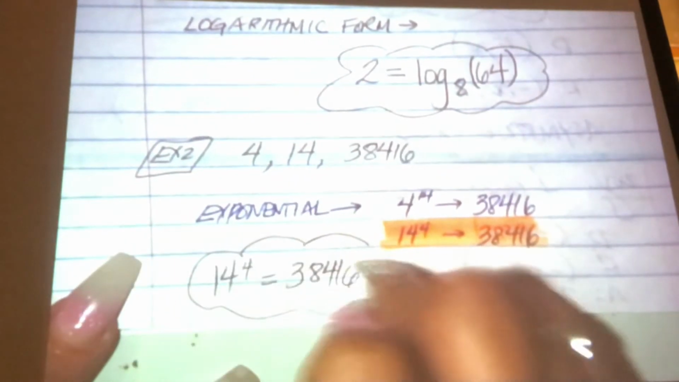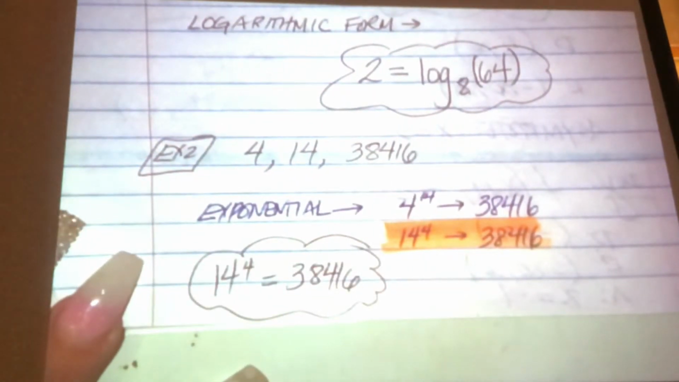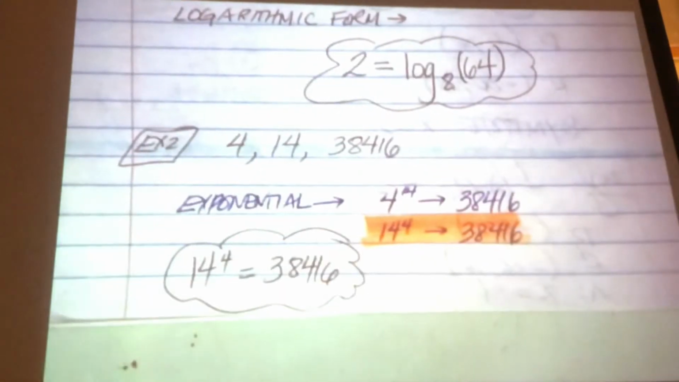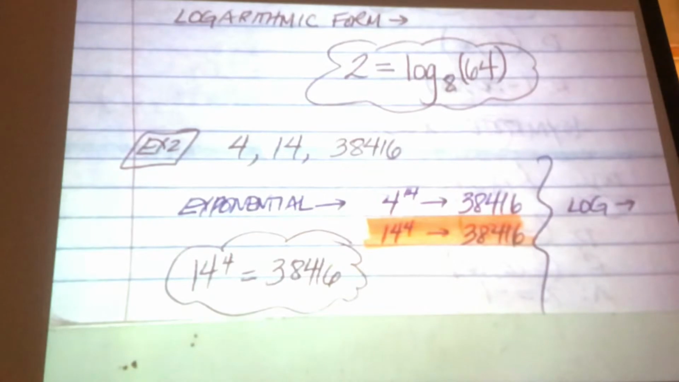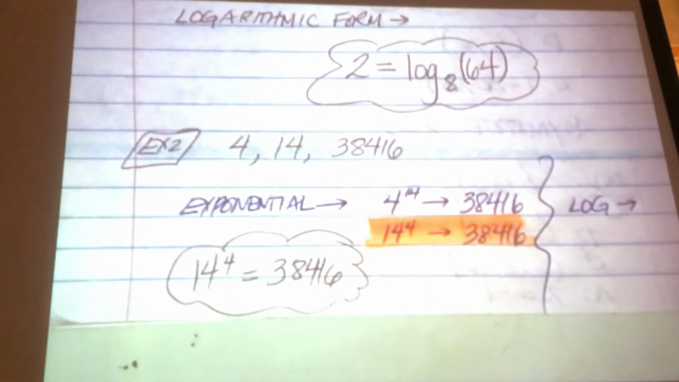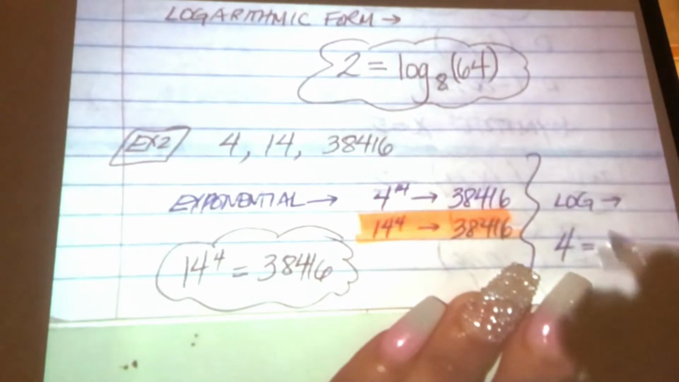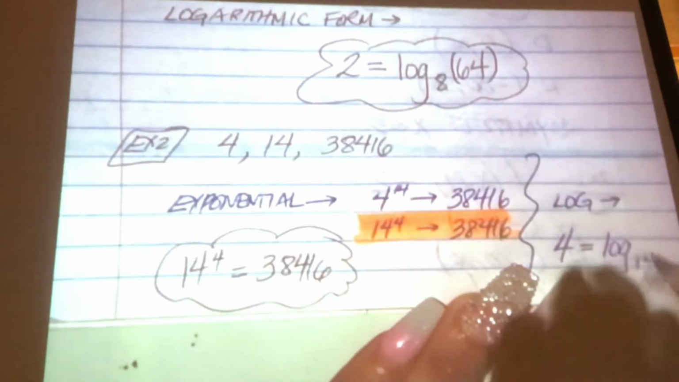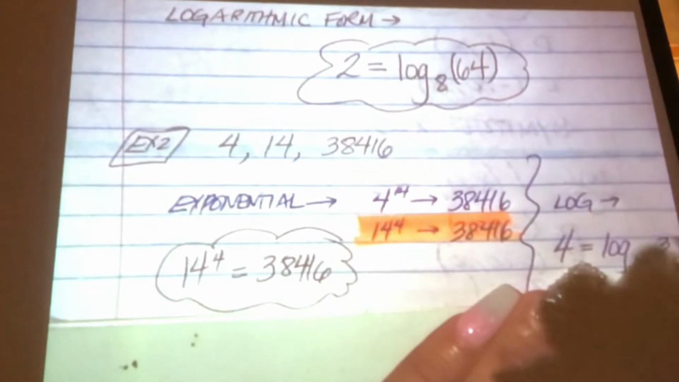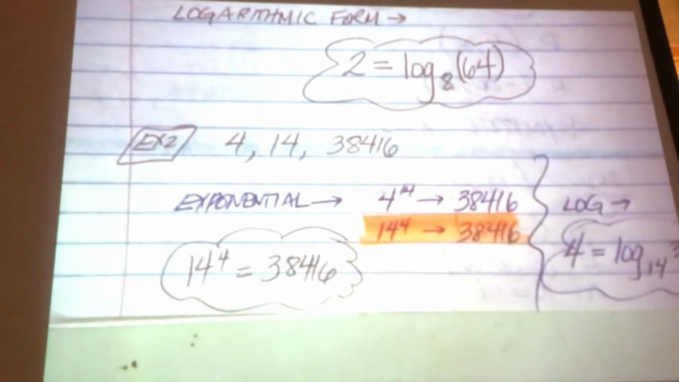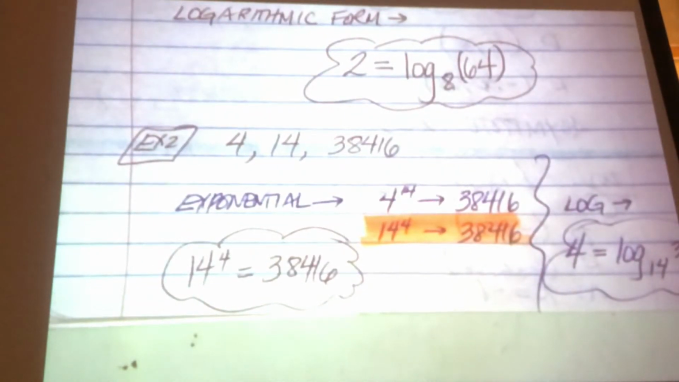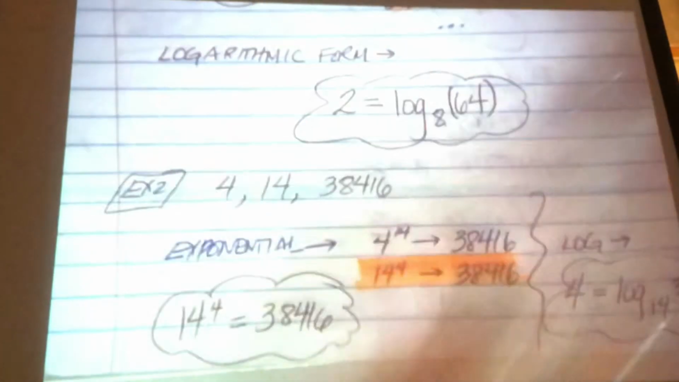38,416. So now that I need to write this in log form, can you go later, honey? Because I don't want you to be lost. Now that I want to write this in log form, the purpose of a log is to solve for the exponent. So what's the exponent here? 4. So 4 equals log base 14 of 38,416. What do you guys think? Doable? Yes. So all we're doing today is going back and forth between log and exponential form.